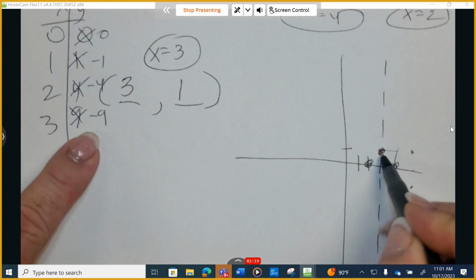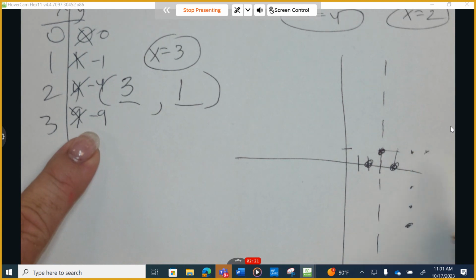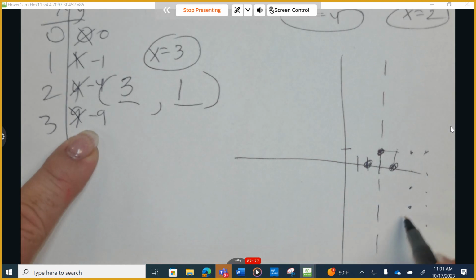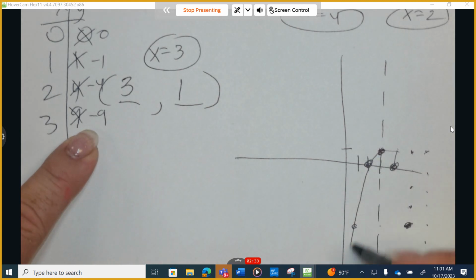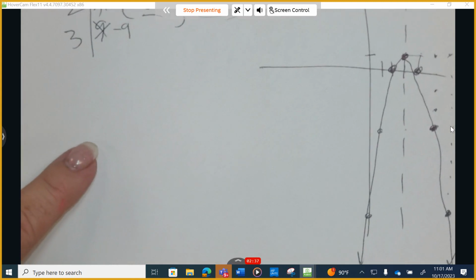3 to the right and 9 down. 1, 2, 3. Count 9. 1, 2, 3, 4, 5, 6, 7, 8, 9. Do the same thing on the other side. And that is my parabola.